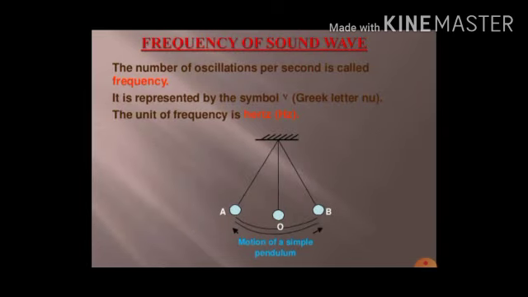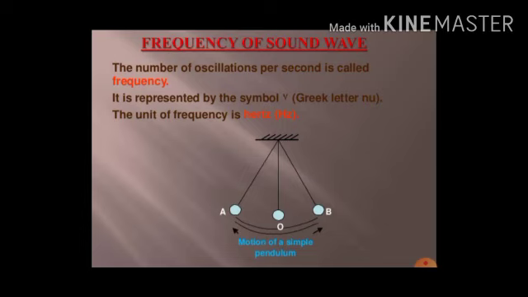We have five different characteristics of sound wave: frequency, amplitude, speed, wavelength, and time period. Let us see one by one. Frequency of sound wave: the number of oscillations per second is called frequency. If you take the simple pendulum and pull it to one side, position A, for example, then leave it, it starts oscillating. The number of oscillations completed in 1 second is called the frequency of this simple pendulum.